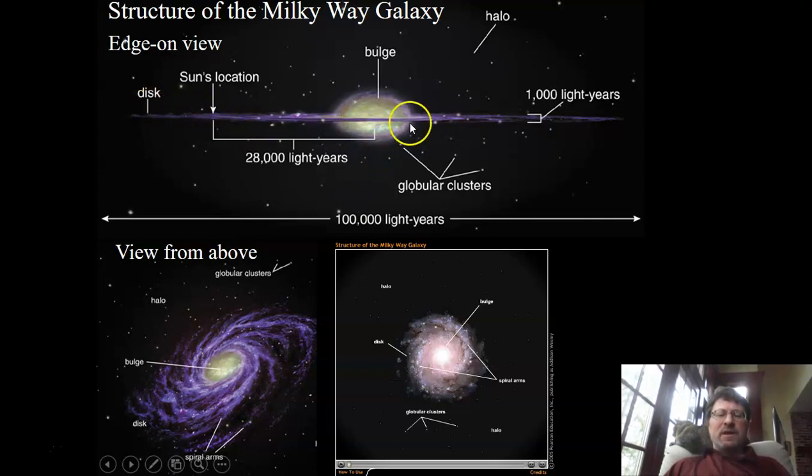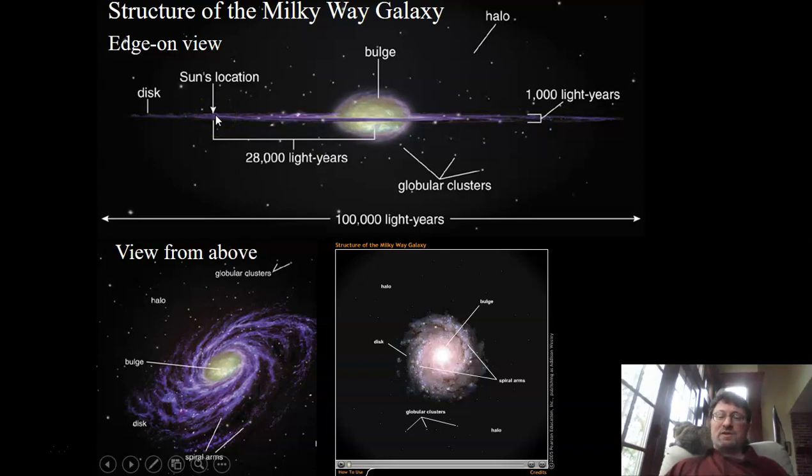So here, it's about 1,000 light years thick, this disk, even though it's about 100,000 light years across from end to end. Our sun and the solar system are 28,000 light years away from the center of the galaxy. Now remember, a light year is the distance that light travels in a year. It's about 10 trillion kilometers, or roughly 6 trillion miles. And so it's a gigantic amount of distance. It would take 28,000 years for light to travel from the center of the galaxy to us.